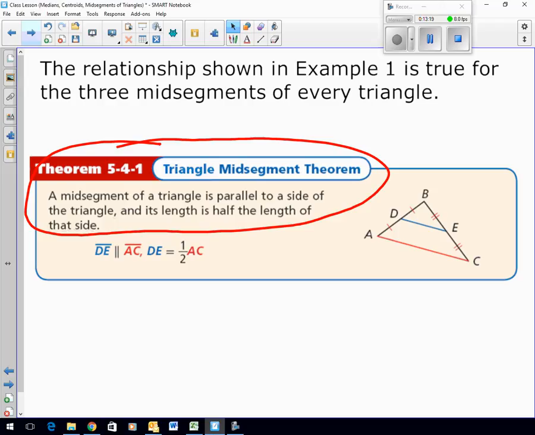This is a rather important theorem. It can help me out tremendously. DE is half of A to C. So if A to C is 10, DE would be 5. 15, 7.5. 200, 100.